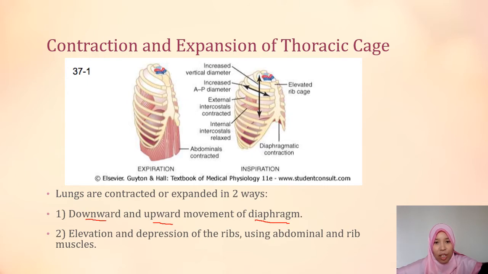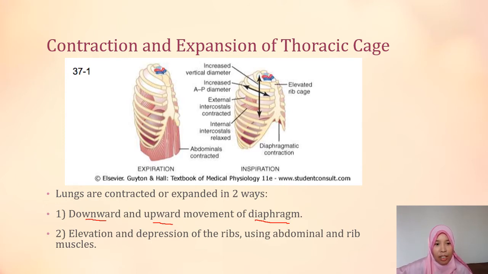Contraction of the diaphragm will lead to an increase in thoracic volume, or lung volume. If you remember in my first lecture, I talked about volume and pressure. As volume increases, pressure decreases. So if the diaphragm contracts and moves downward, it increases the volume, and therefore pressure will be reduced.